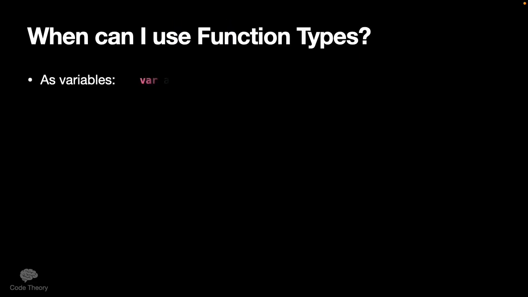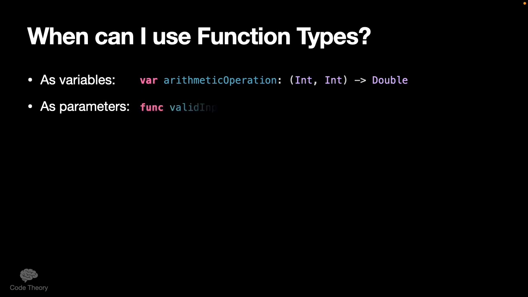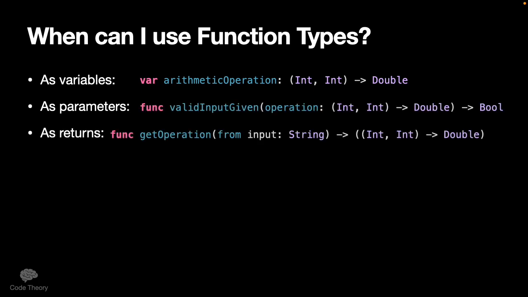Cool. So when can you use them? You can use them as variables. You can use them as parameters. And you can use them as returns. Basically everywhere that you can use other types.